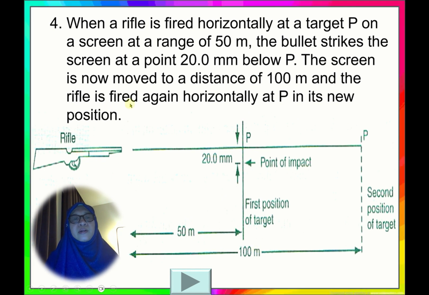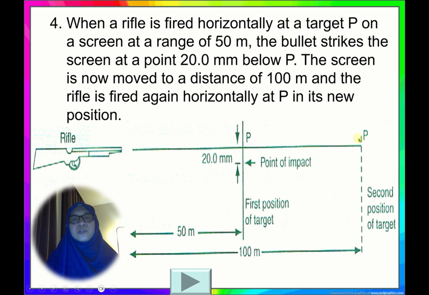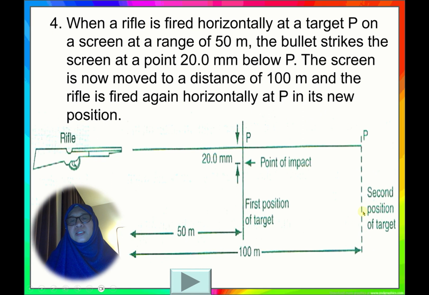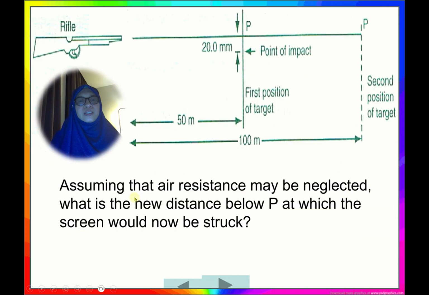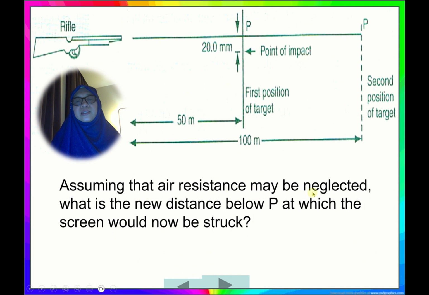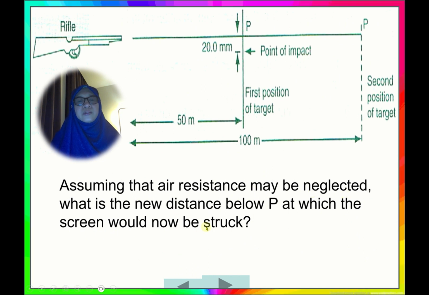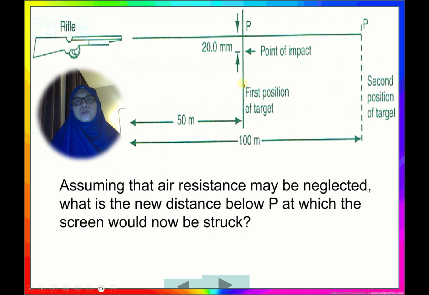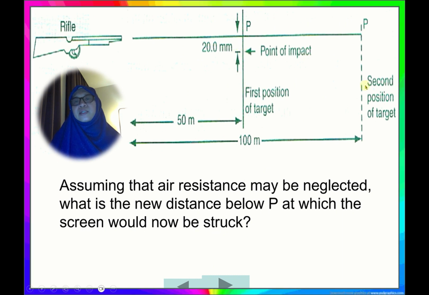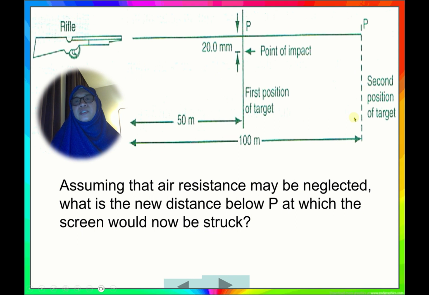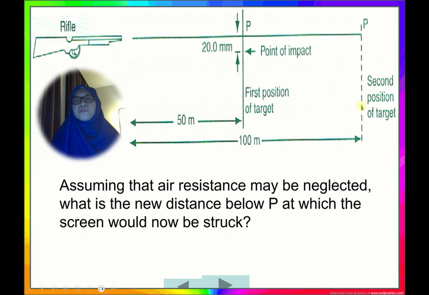So the rifle is fired again horizontally at P in its new position. So the new position is here, the second position. Okay, so the question is, assuming that air resistance may be neglected, what is the new distance below P at which the screen would now be struck? So this is the first position, struck here, and then the second position, we don't know where it is. So this is what we are going to find.